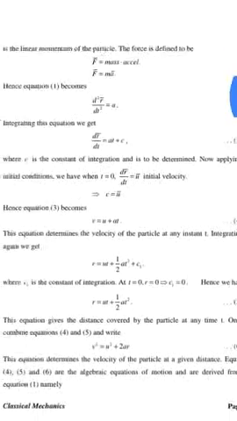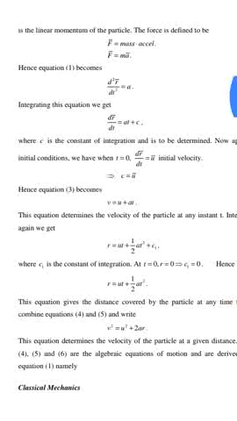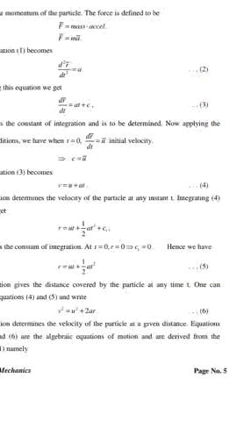Now applying the initial condition, when t is equal to 0, r is equal to 0, therefore dr by dt is equal to u bar, the initial velocity. Therefore c is equal to the initial velocity u bar. Therefore v is equal to u plus at. Thus this equation will determine the velocity of the particle at any time t.